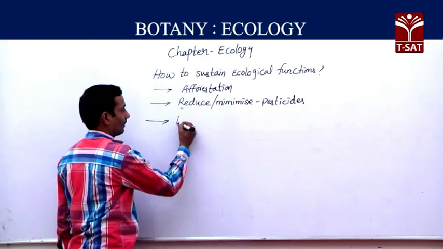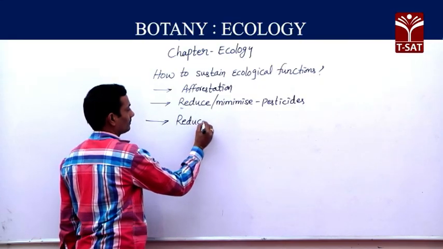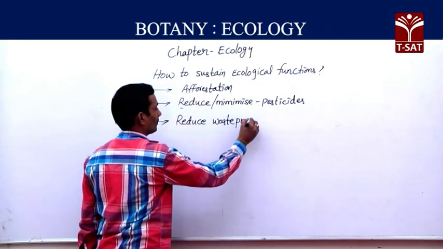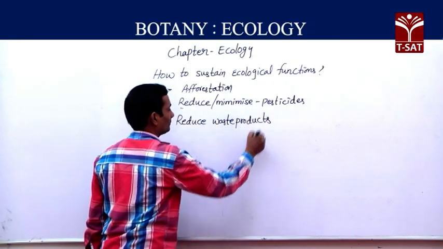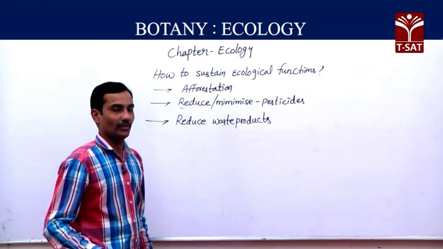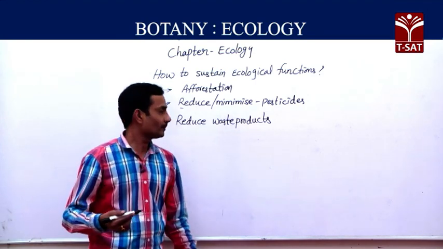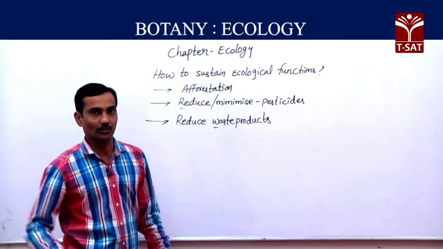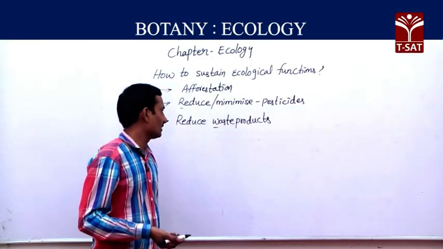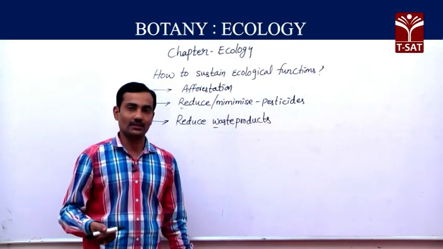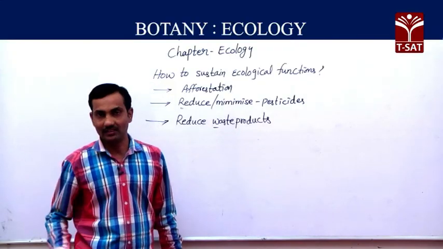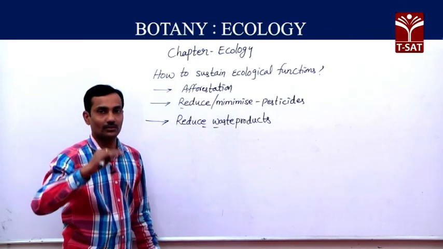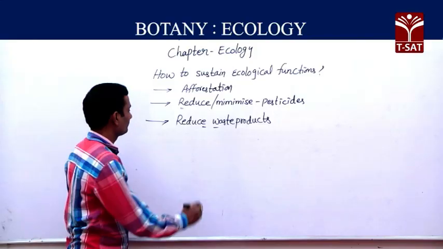Next, we have to reduce waste products which are harmful to the environment. Because of some human activities, sometimes waste products are produced in huge amounts. These larger amounts of waste products, what happens? They pollute the environment. So such types of waste products we have to reduce as much as possible.